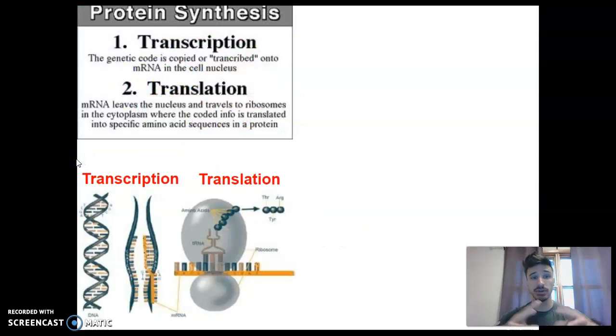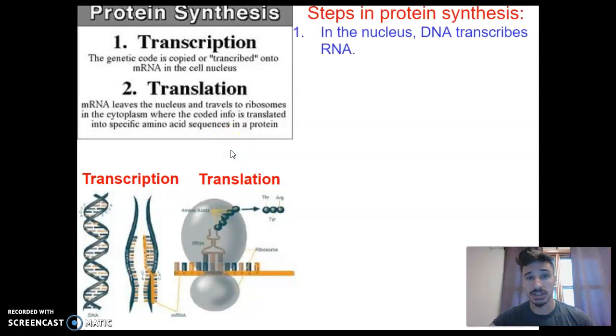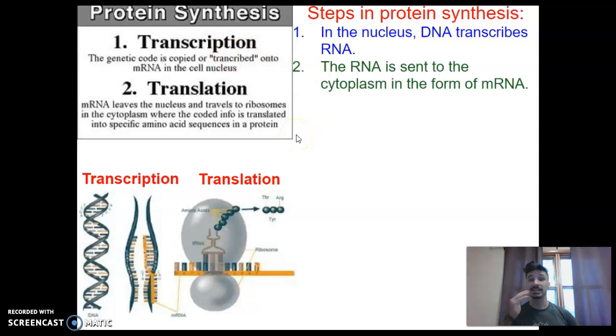Okay, so let's look at protein synthesis as a whole, including transcription and translation, as we learn more about translation here. So, the steps in protein synthesis. First and foremost, in the nucleus, DNA is transcribed into RNA via the process of transcription. The RNA is sent to the cytoplasm in the form of mRNA. Remember, that's the whole reason mRNA is made, is because DNA is meant to stay safely locked within the nucleus so that it runs the least risk of getting damaged.